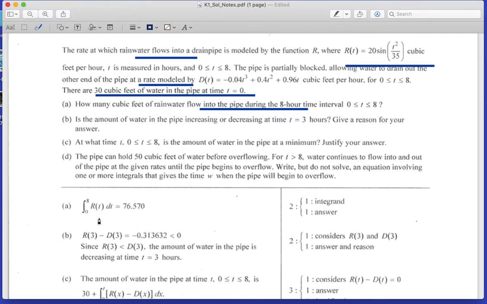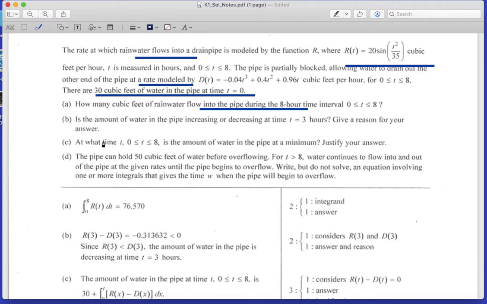It's that integral. If you use fnInt, which I'm sure you probably would, you make sure though that you write the integral part. Make sure you write the integrand. Don't just put a bald answer down.